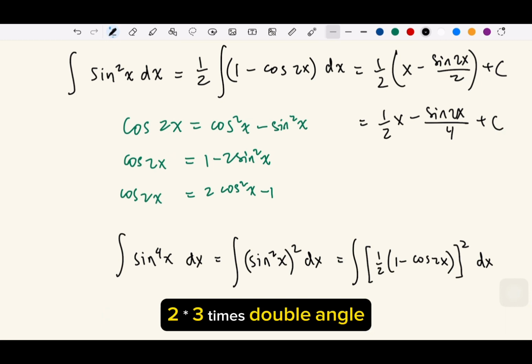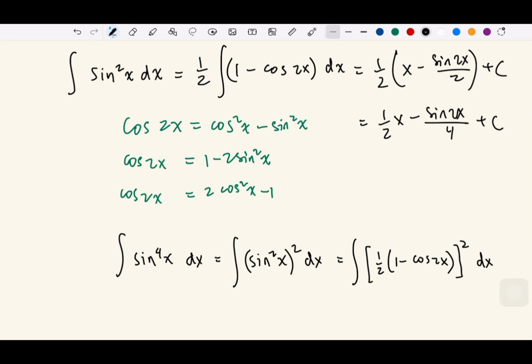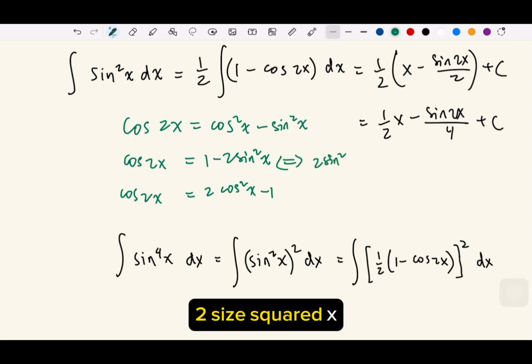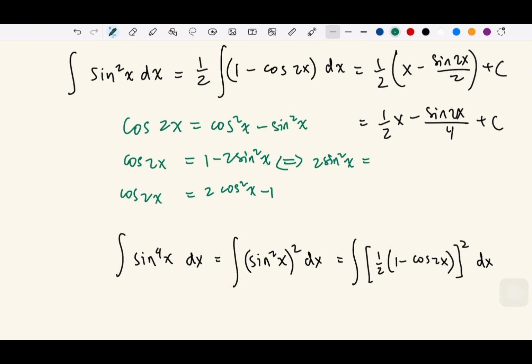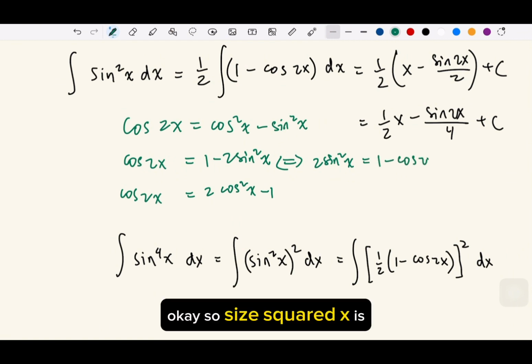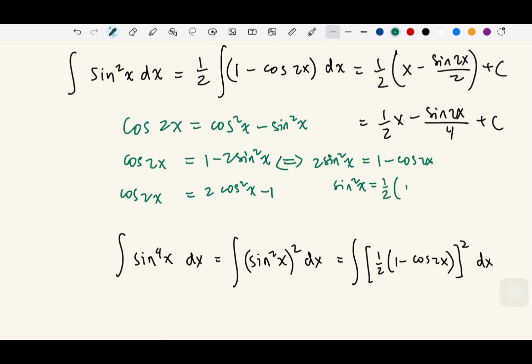What's your question about the 1 minus cos 2x? Yeah, from here. So this will be 2 sine squared x. Okay, so sine squared x is, okay.